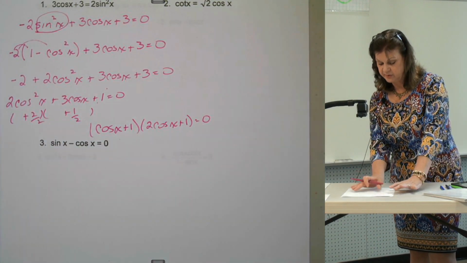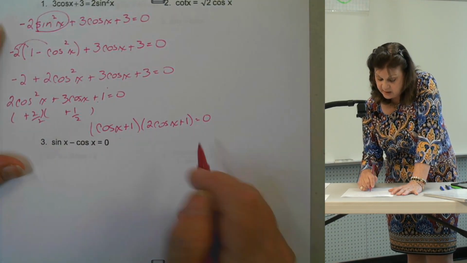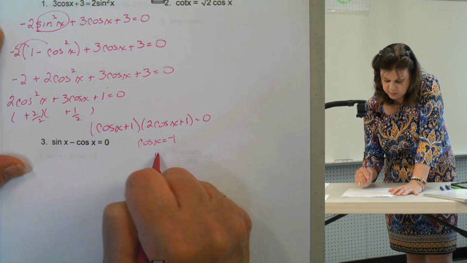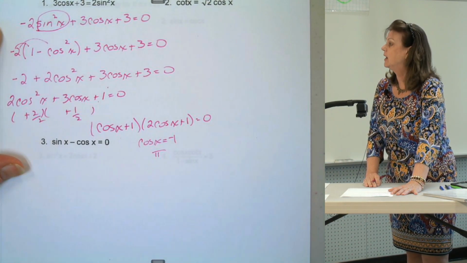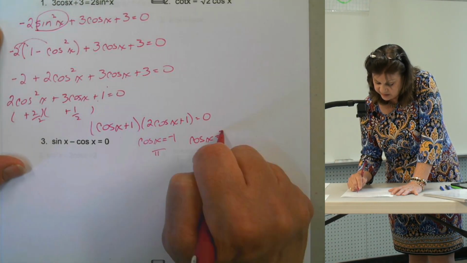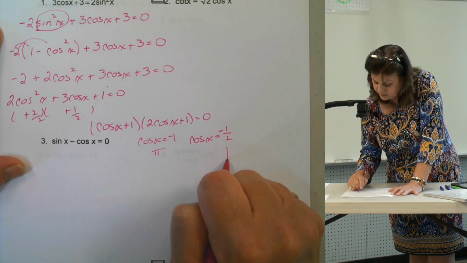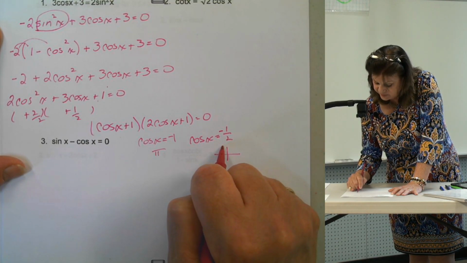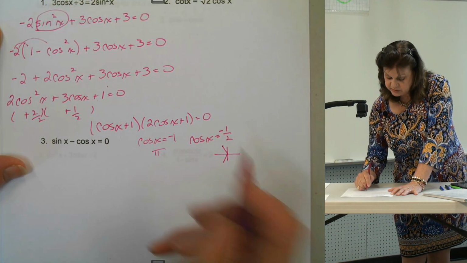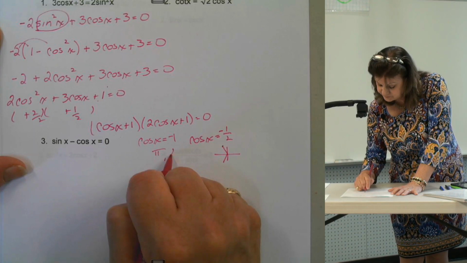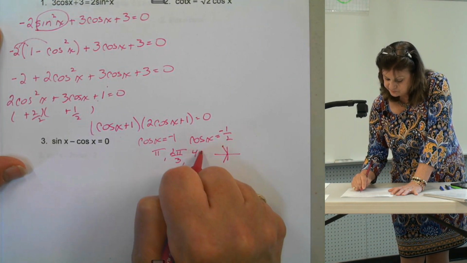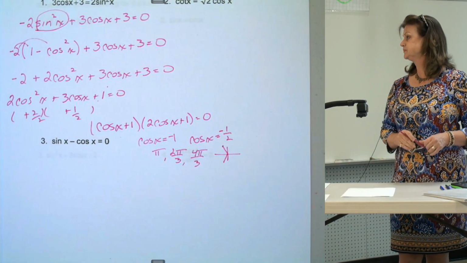Take the first factor. I'm going to bleed down the page just a little bit. So I'm saying, okay, I'm looking for where cosine equals negative 1. Well, that only happens in one location, and of course that is at pi. And now I'm looking for where cosine equals negative 1/2. Cosine's negative in quadrant 2 and quadrant 3. So I've got 2 pi over 3 and 4 pi over 3.